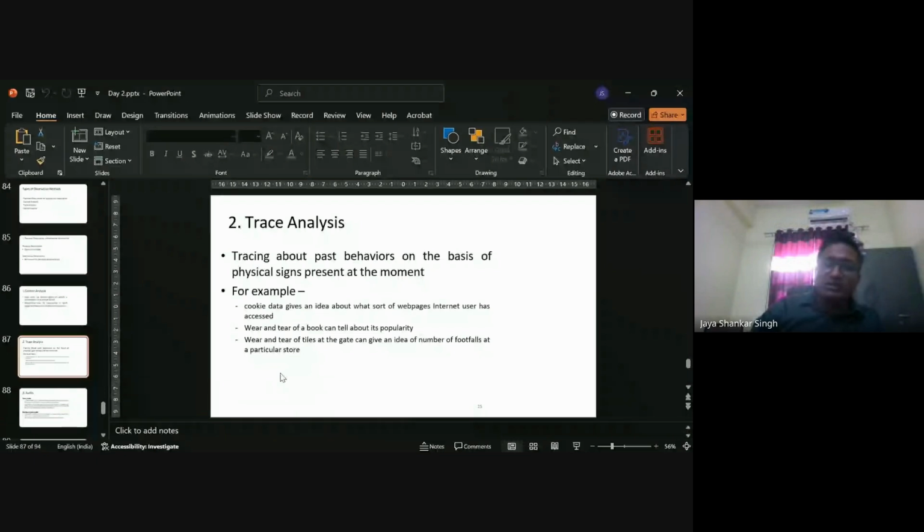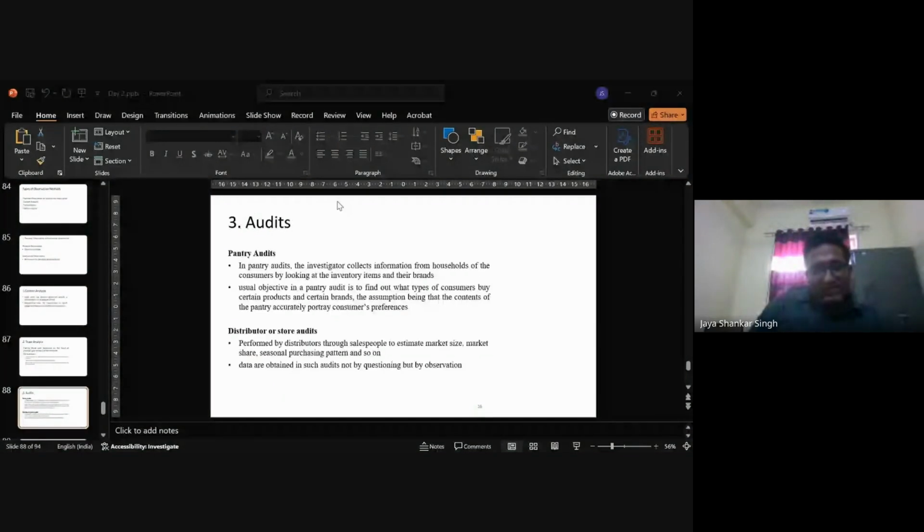Tiles are broken down, you will understand, a lot of people are visiting the store. That's the reason the tiles are broken down, or there is wear and tear, some damage, not only broken down. Get risk analysis, all of you clear about this? I hope so. Yes, sir.